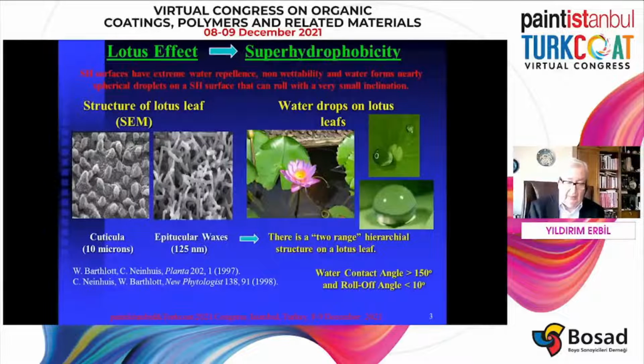But this two-size range gives the property to repel the water drop as a ball on the flower. The water contact angle is larger than 150 degrees, and the roll-off angle, which I mean the tilt angle, is less than 10 degrees. So when the water drop is rolling down, it collects the dust and dirt on the flower. So we always see a very clean flower structure.